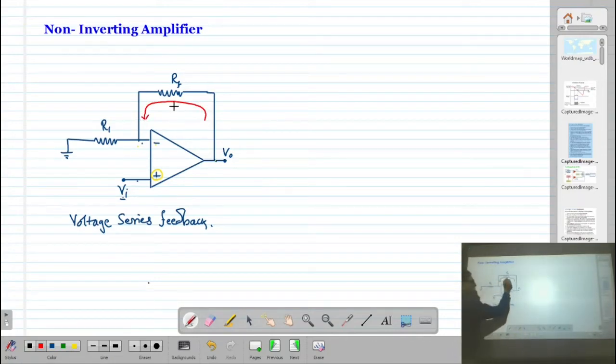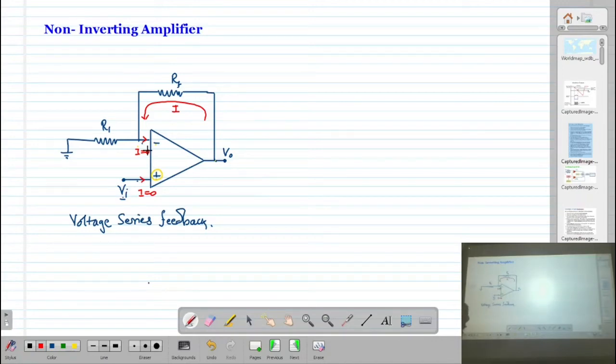Let us say this current is I. Now you know that an operational amplifier has a very high input resistance. So the current in the non-inverting terminal is 0, as well as the current in the inverting terminal is also 0. So current in both the terminals is 0 because the input resistance is very high.